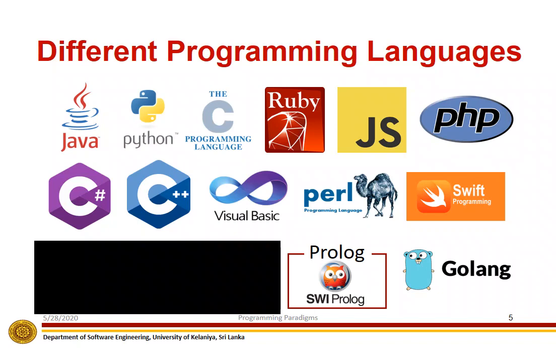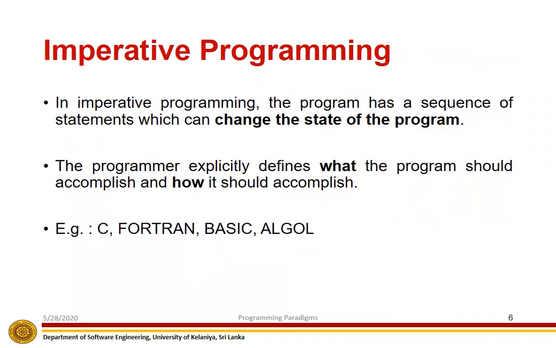Now let's see the programming paradigms that those programming languages fall into. The first type is imperative programming. Imperative programming is one of the oldest programming paradigms. It features a close relation to the machine architecture. In imperative programming, the program has a sequence of statements which can change the state of the program. It means it performs step-by-step tasks by changing state. The programmer explicitly defines what the program should accomplish and how it should accomplish it.